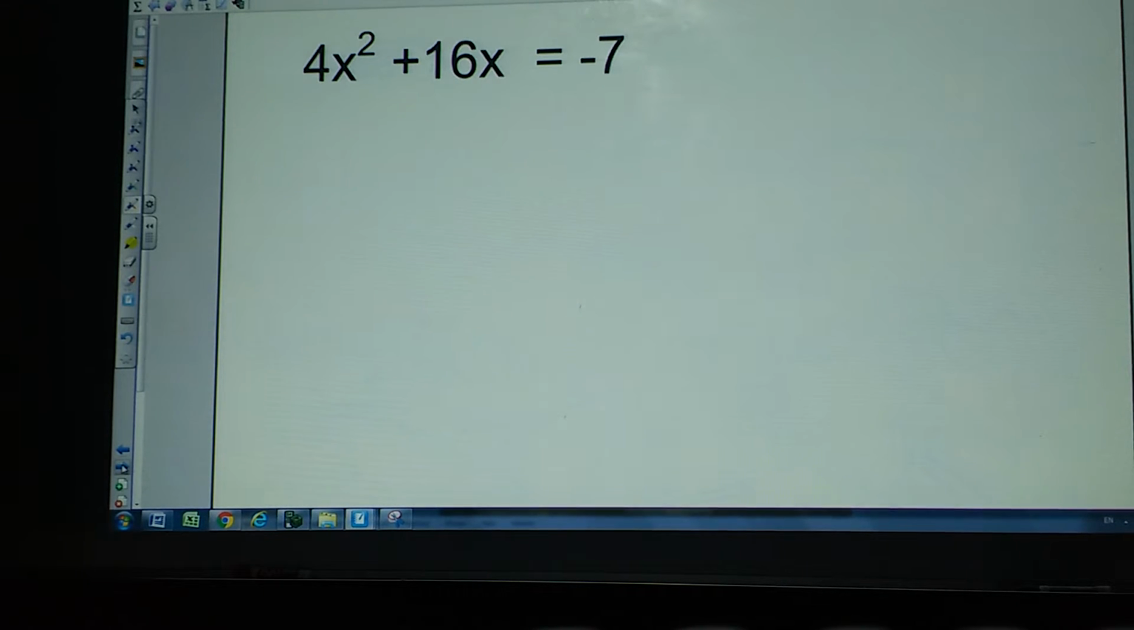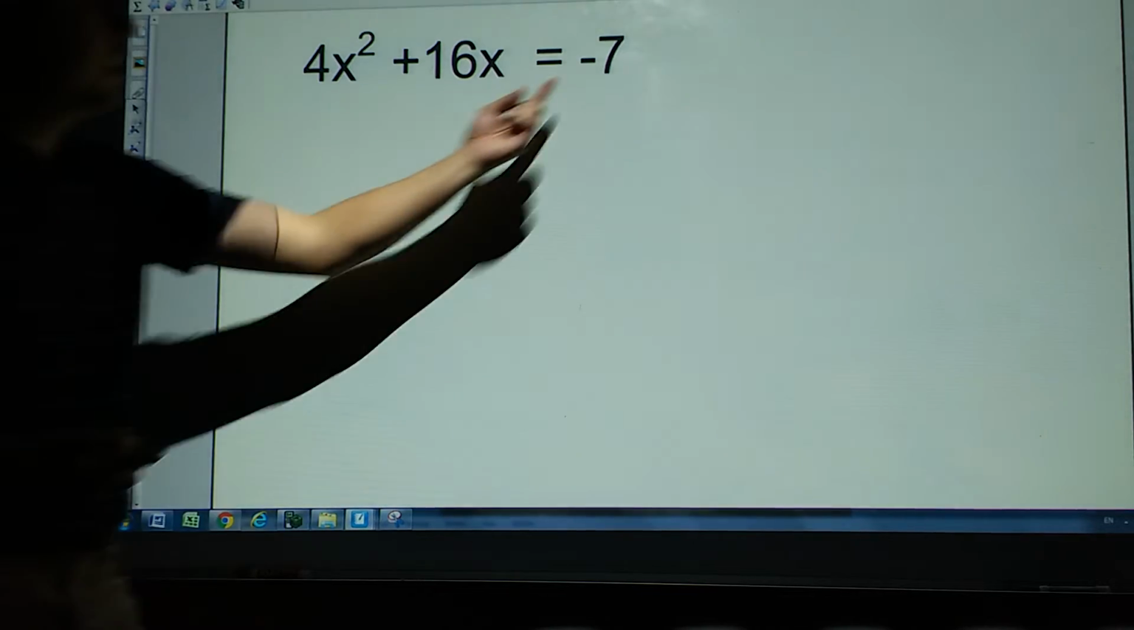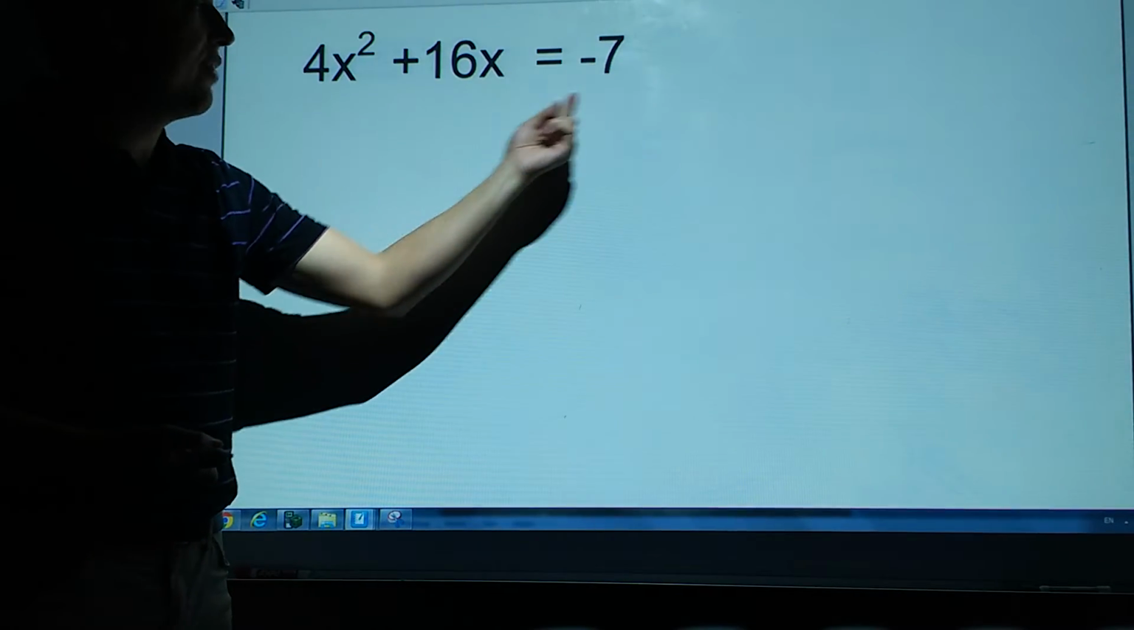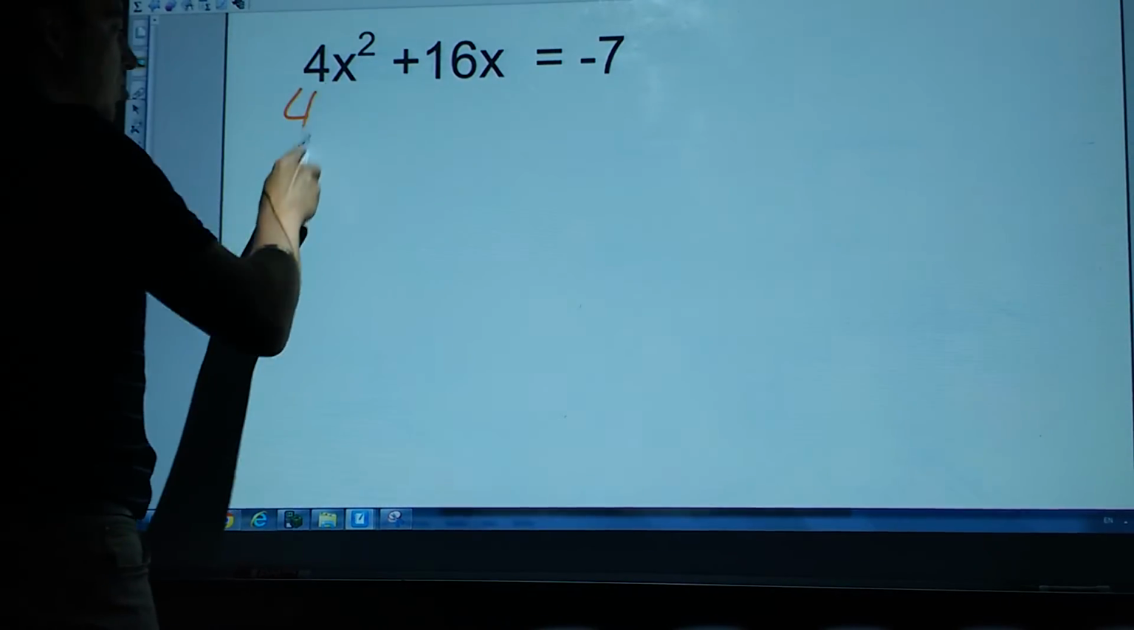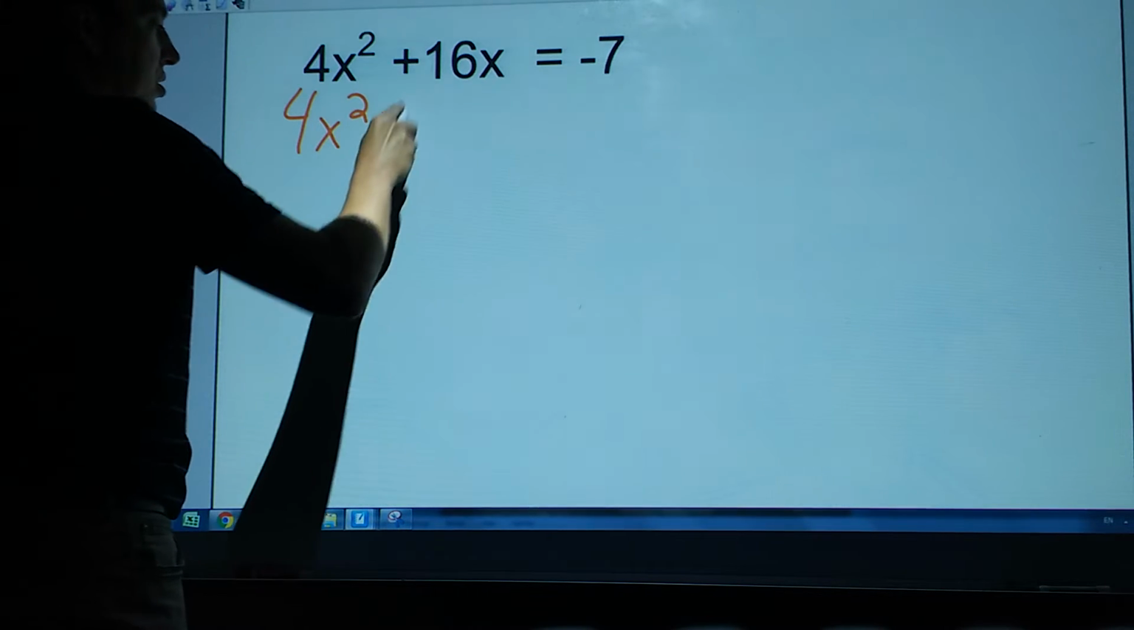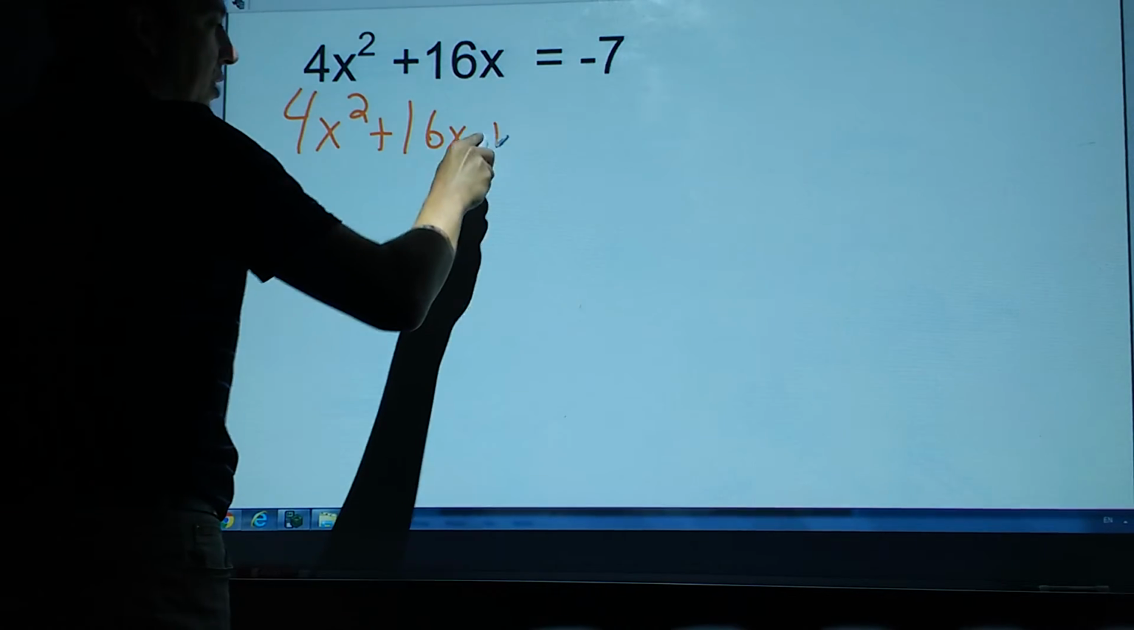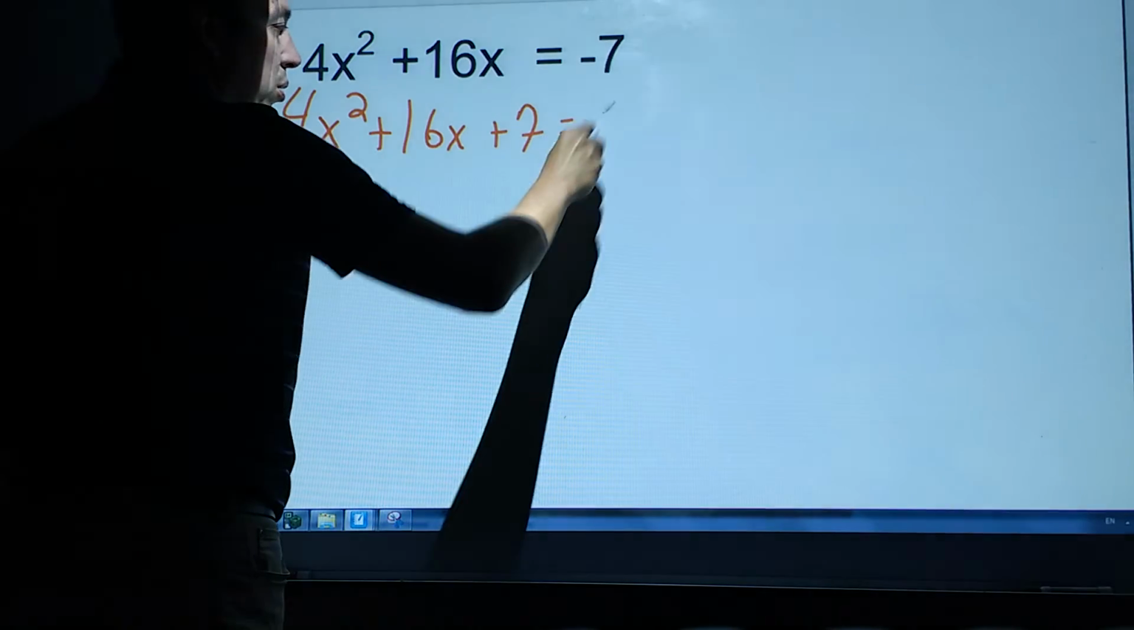Welcome back. Did I trick you? This side has to be 0, so I have to add 7 first. So that's 4x squared plus 16x plus 7. You have to do that first, otherwise it's not going to work.